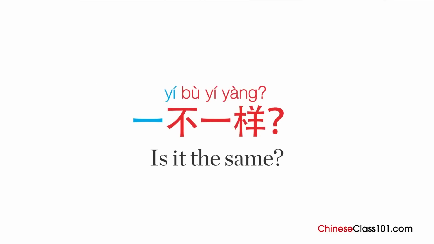Now the first yi is followed by a fourth tone, bu. So the first yi itself should be the second tone, 一不一样. So problem solved. This phrase is pronounced as 一不一样.